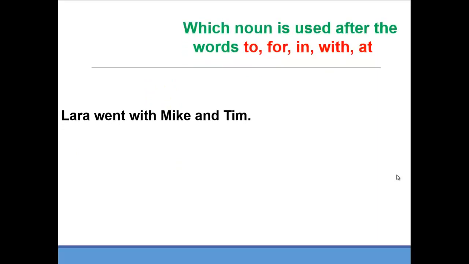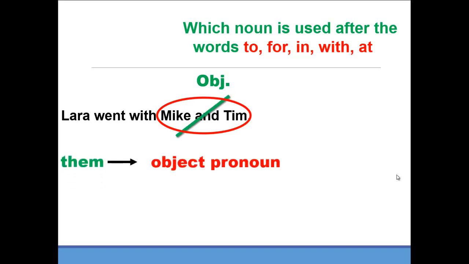Laura went with Mike and Tim. What noun is used after the words to, for, in, with, at? In this sentence it is the word with. It is Mike and Tim. What pronoun can we replace these nouns with? We can replace them with the pronoun them, so them is an object pronoun. So the sentence is going to be Laura went with them.